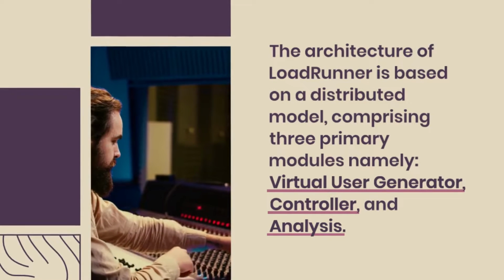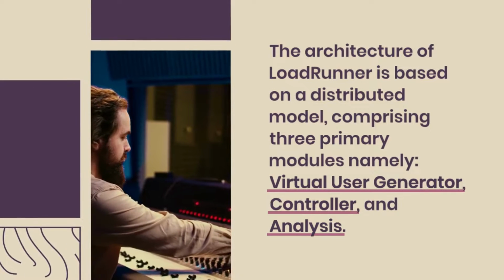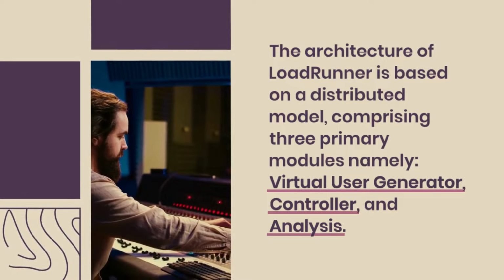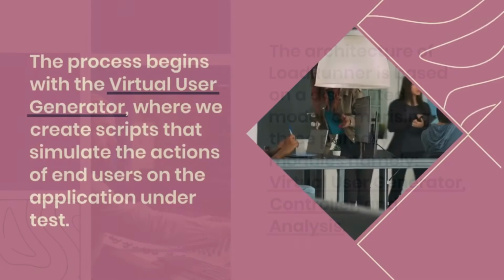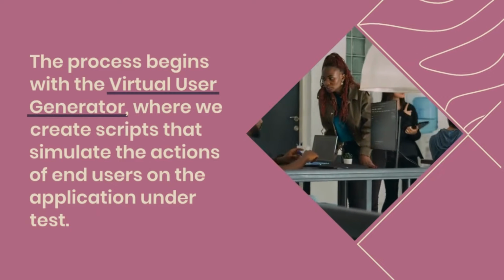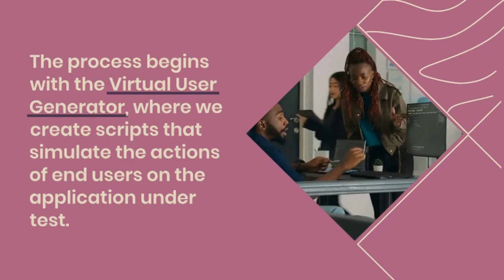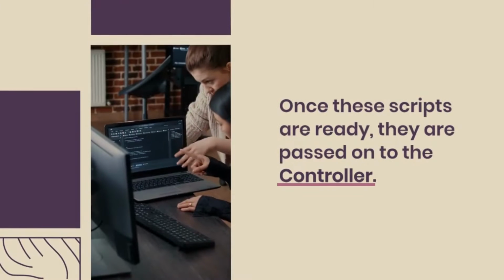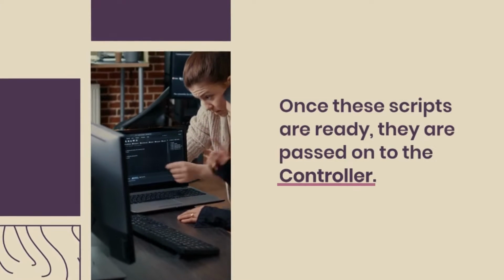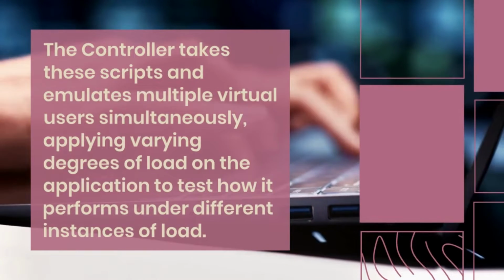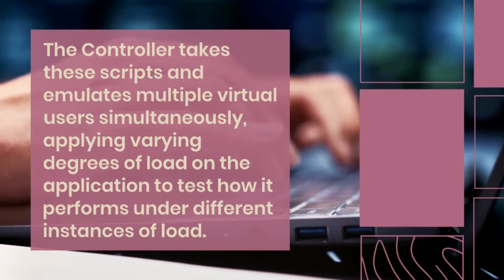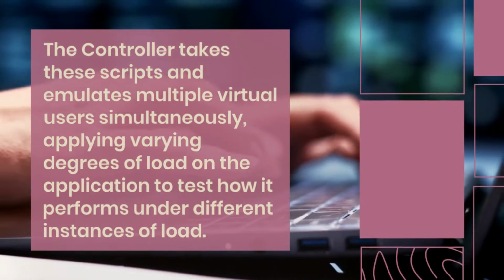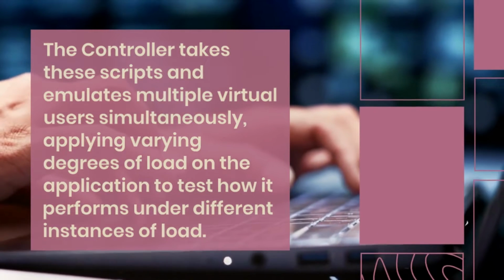The architecture of LoadRunner is based on a distributed model, comprising three primary modules, namely, Virtual User Generator, Controller, and Analysis. The process begins with the Virtual User Generator, where we create scripts that simulate the actions of end users on the application under test. Once these scripts are ready, they are passed on to the controller. The controller takes these scripts and emulates multiple virtual users simultaneously, applying varying degrees of load on the application to test how it performs under different instances of load.